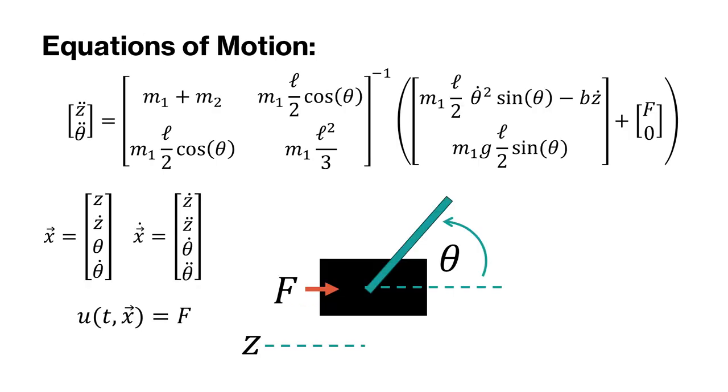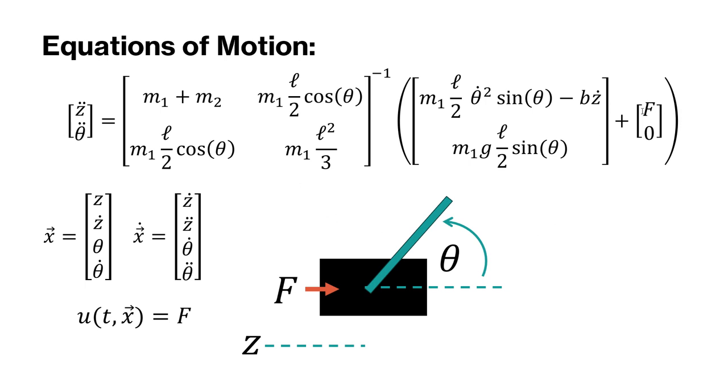So some quick background here. I won't go too deep into this, but the idea is we've got this cart that's moving on a frictionless track. We've got a pendulum, and we're trying to get this pendulum to hold in an upright position. And these are the equations of motion for a cart pendulum. It's very simple. You can go look it up in basically any control textbook.